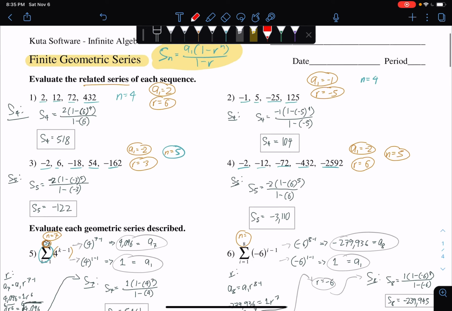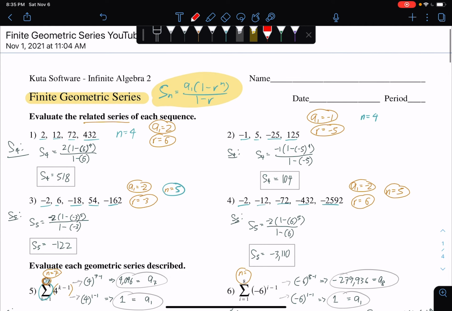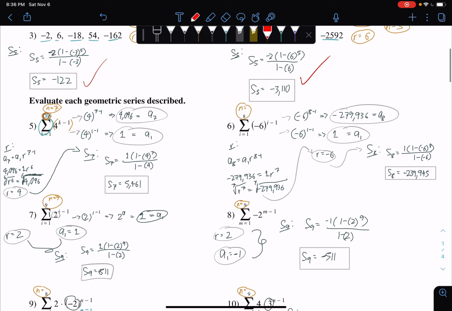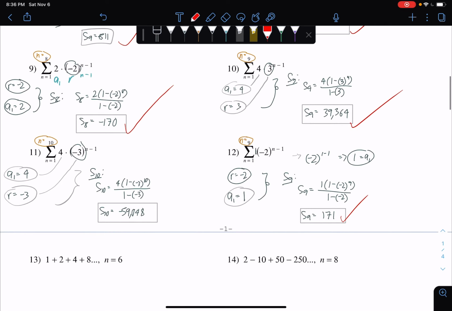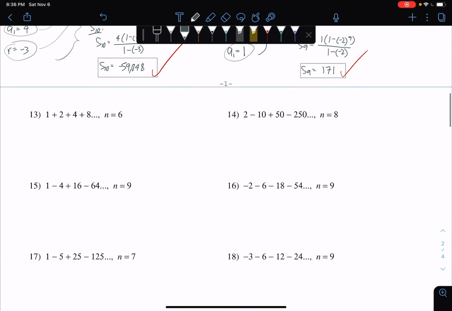Let's just check all of these. I have another copy beside me right now, and I can assure you that all of these are correct so far for page 1. 5,461, negative 239,945, negative 511, positive 511, negative 170, positive 39,364, negative 59,048. Alright, let's move to number 13.